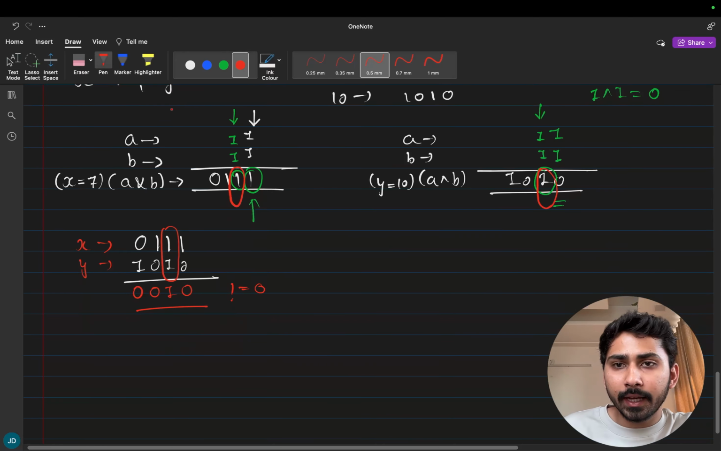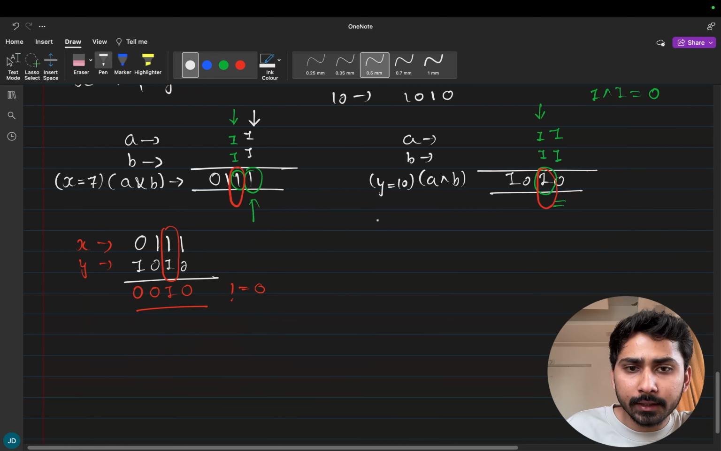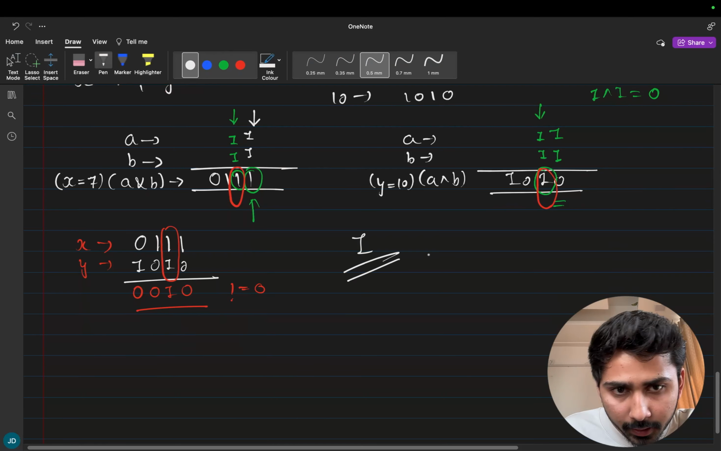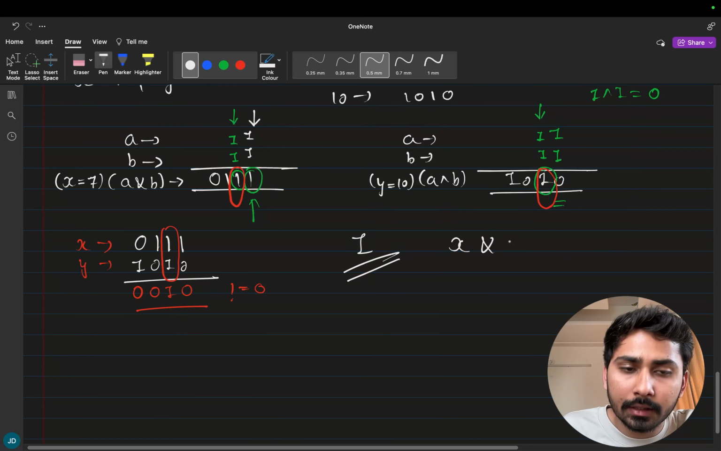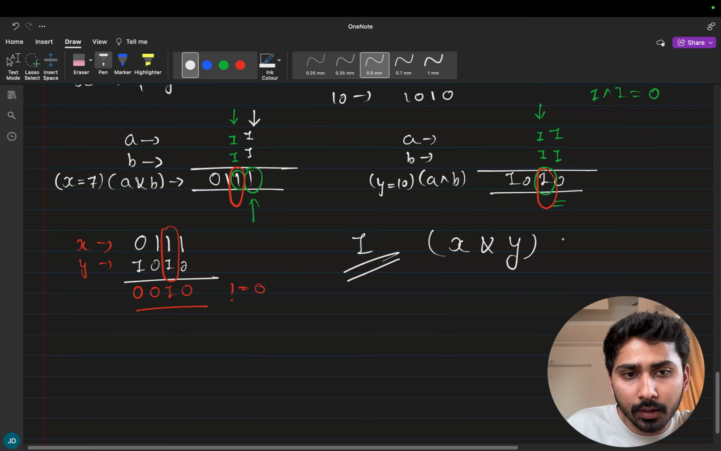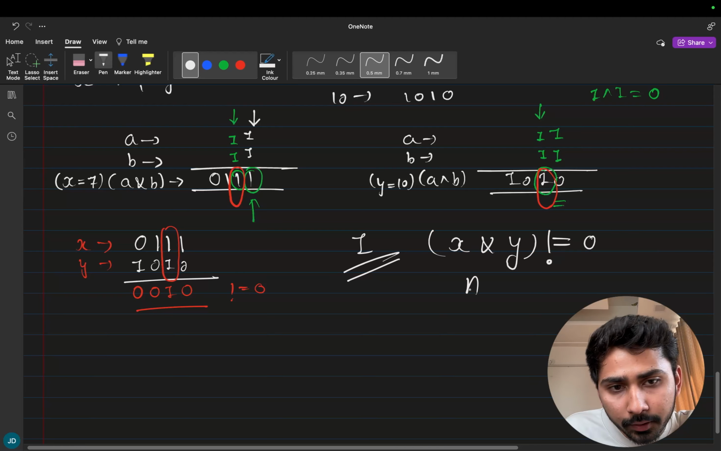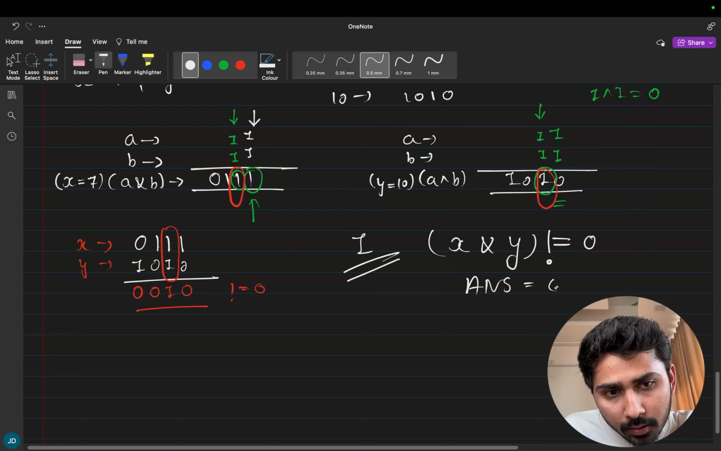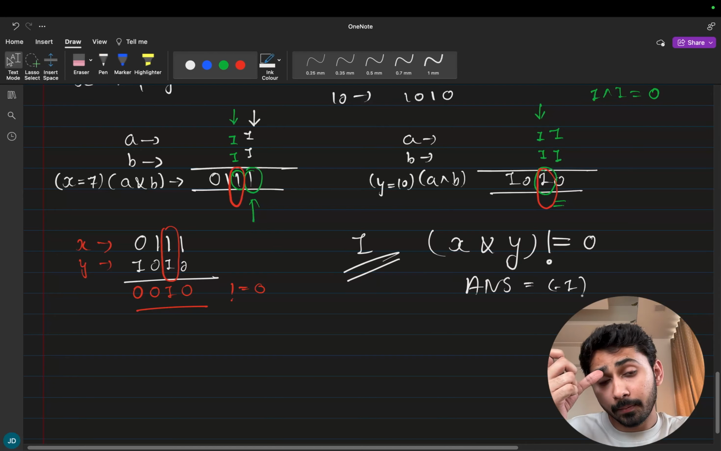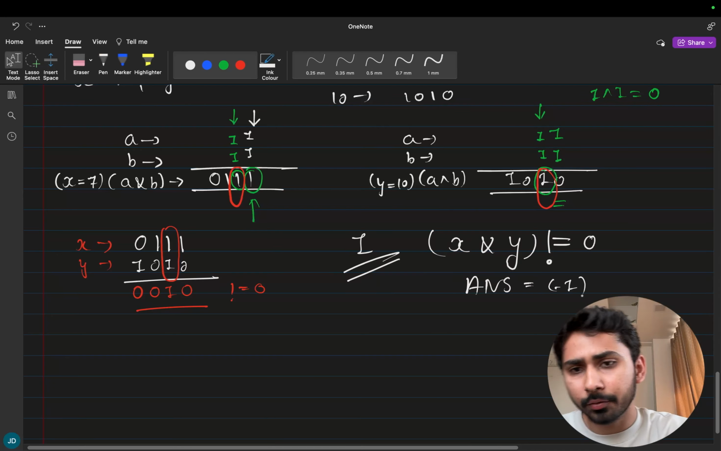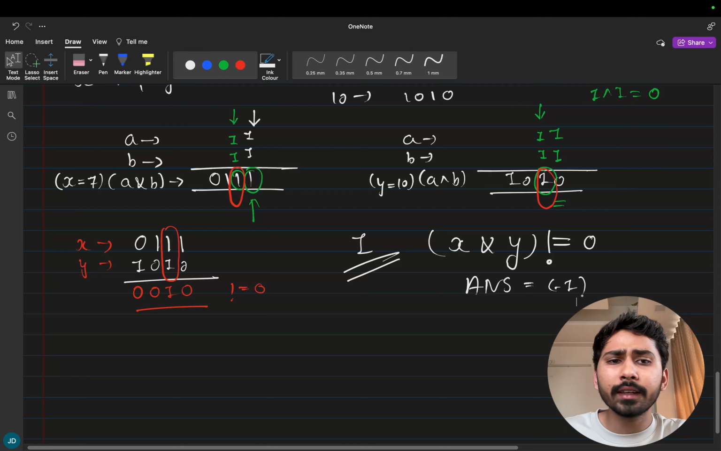So one observation that came to my mind in the beginning itself, so I'll be writing down a few points and we'll be simultaneously writing down the solution: if X and Y is non-zero, then the answer will always be -1. Then how can we generate the numbers?